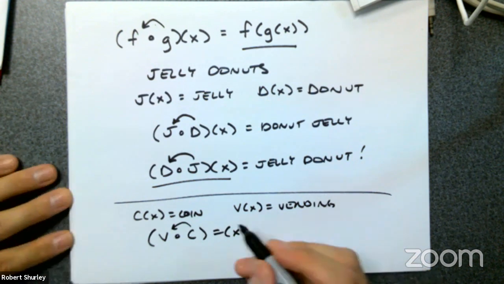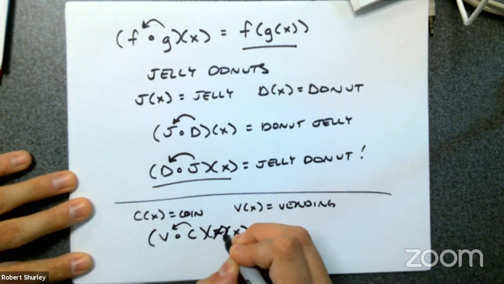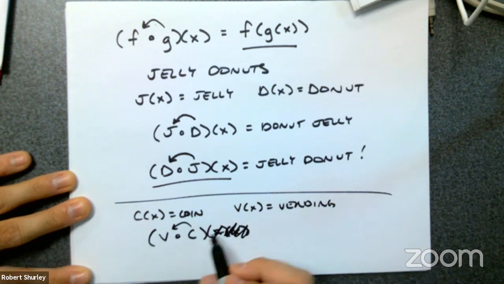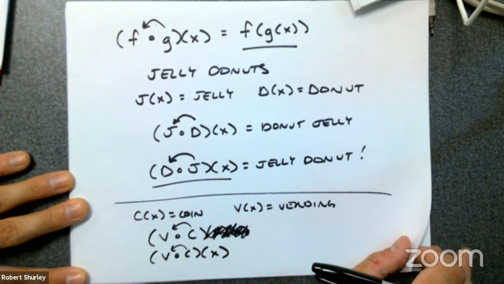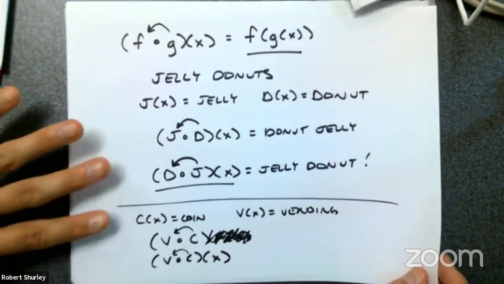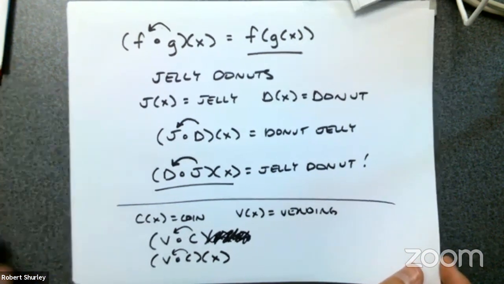So this would give you, I wrote that wrong, guys. I'm sorry. It's horrible, actually. Yeah, you'd say V of C of X. That's how you'd write it. And that would put the coin into the vending machine. Okay. So now let's look at how to do these algebraically. But it follows the same idea of the jelly donut. The order really does follow the same idea of the jelly donut.